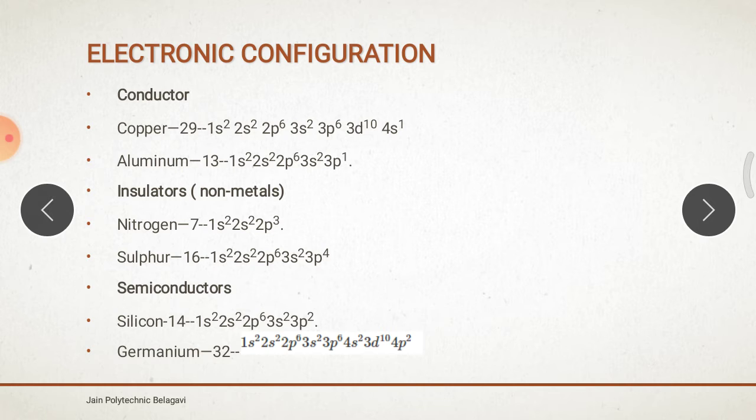Next, come to the example aluminium, 13, which is the atomic number: 1s2, 2s2, 2p6, 3s2, 3p1. Only observe the last, that is the third orbit. The third orbit consists of how much? 2 plus 1, 3. Always remember, a conductor will have valence electrons of less than 4. Almost all of those are conductors only.